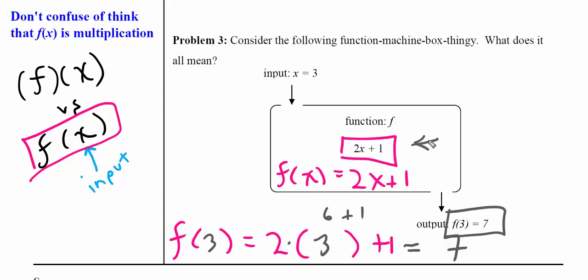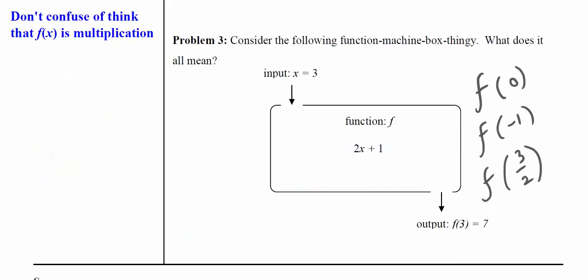You might want to consider trying out some of these on your own. What would f of 0 be for this function? So if I put in a 0, what would the output be? Or what if I plugged in a negative 1 instead? Or what if I plugged in a 3/2?